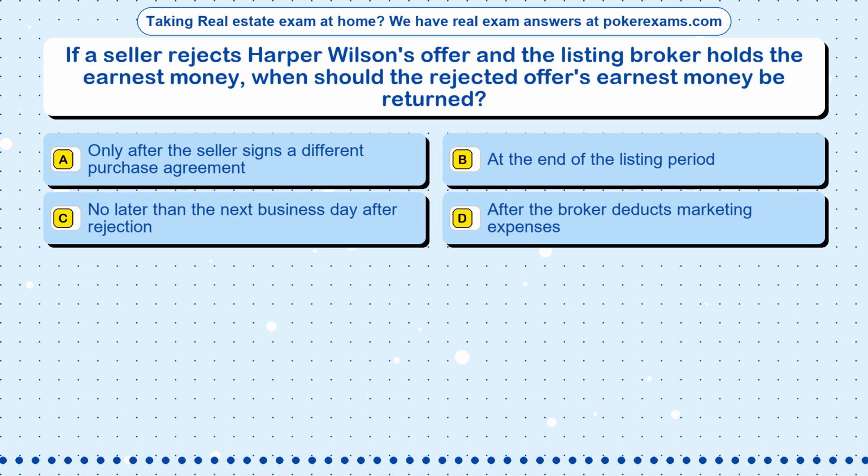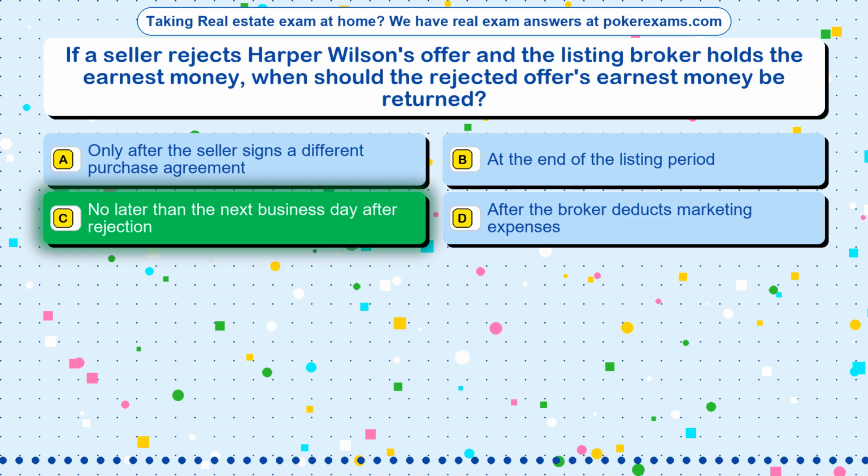Question 35. If a seller rejects Harper Wilson's offer and the listing broker holds the earnest money, when should the rejected offer's earnest money be returned? Option A. Only after the seller signs a different purchase agreement. Option B. At the end of the listing period. Option C. No later than the next business day after rejection. Option D. After the broker deducts marketing expenses.